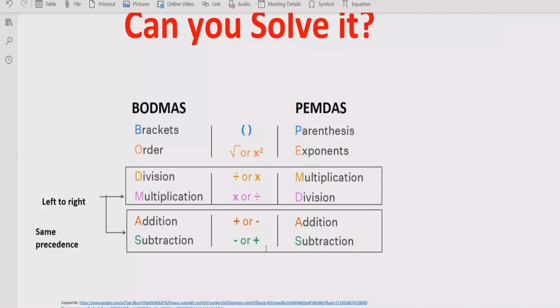Step number 3, you have to solve division and multiplication. You have to go left to right in your expression and find division and multiplication. Both have similar precedence, so you can solve whichever is coming first. Similarly, for addition and subtraction we have the same rule. We can solve addition first if it is coming first. We can solve subtraction first if it is coming first. Now let's move forward to solve the given expression.